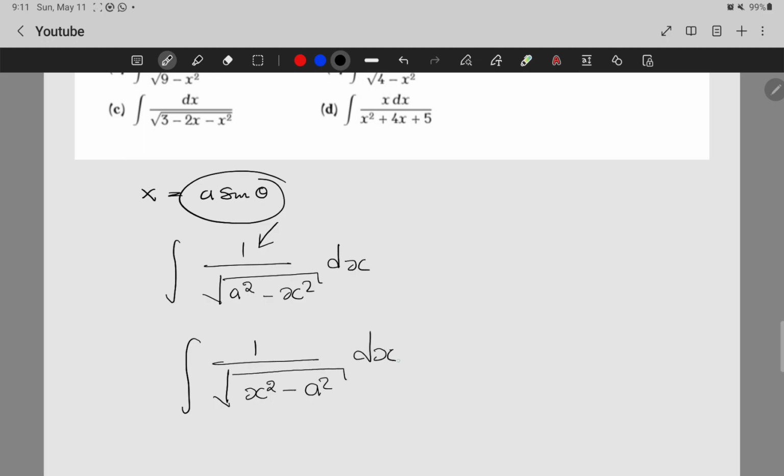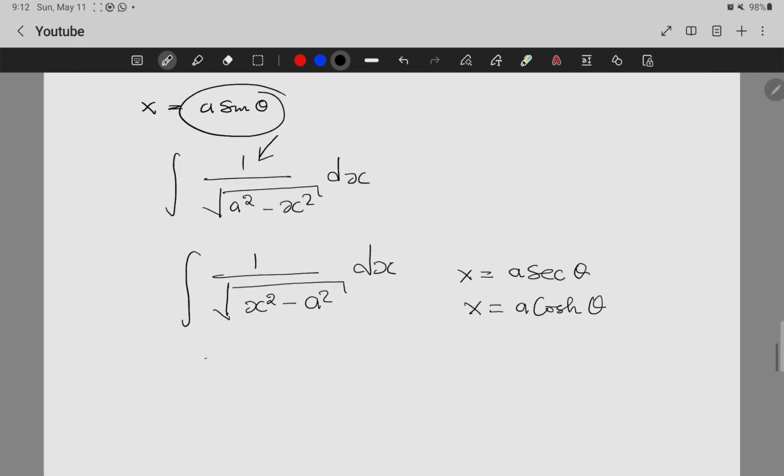In this case, notice that it's basically the same expression as the one on top, but the difference is now x is positive and a is the one which is negative. In this case, the best you can use to solve this would be to let x be equal to either a sec theta, or we can approach it by using a hyperbolic substitution, x equals a cosh theta. One of these is going to work depending on which one you're comfortable with.